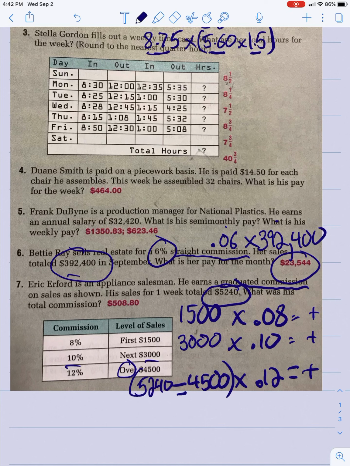I'm not going to calculate. You can calculate it yourself. Okay, I'm going to add those 3 numbers up, and that would give me my final answer.